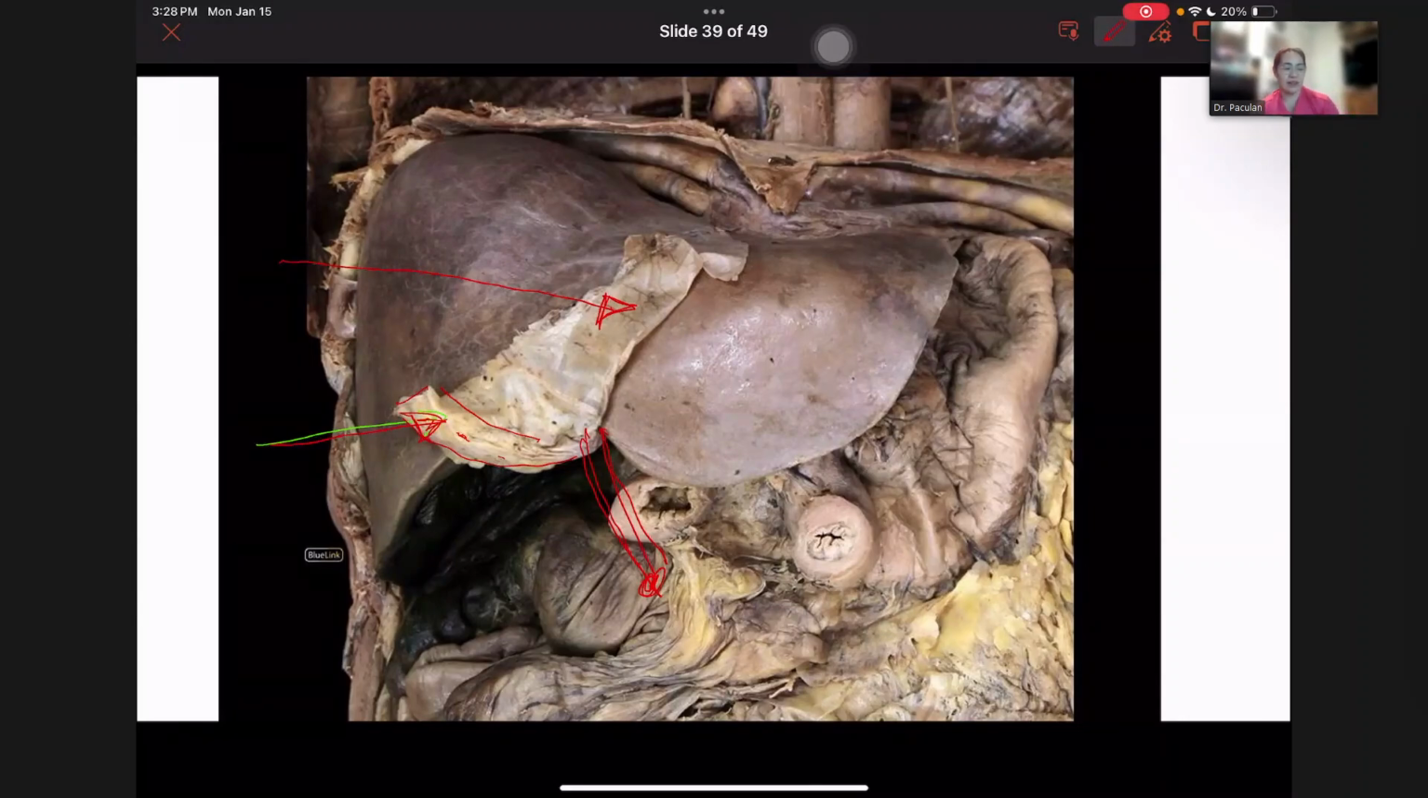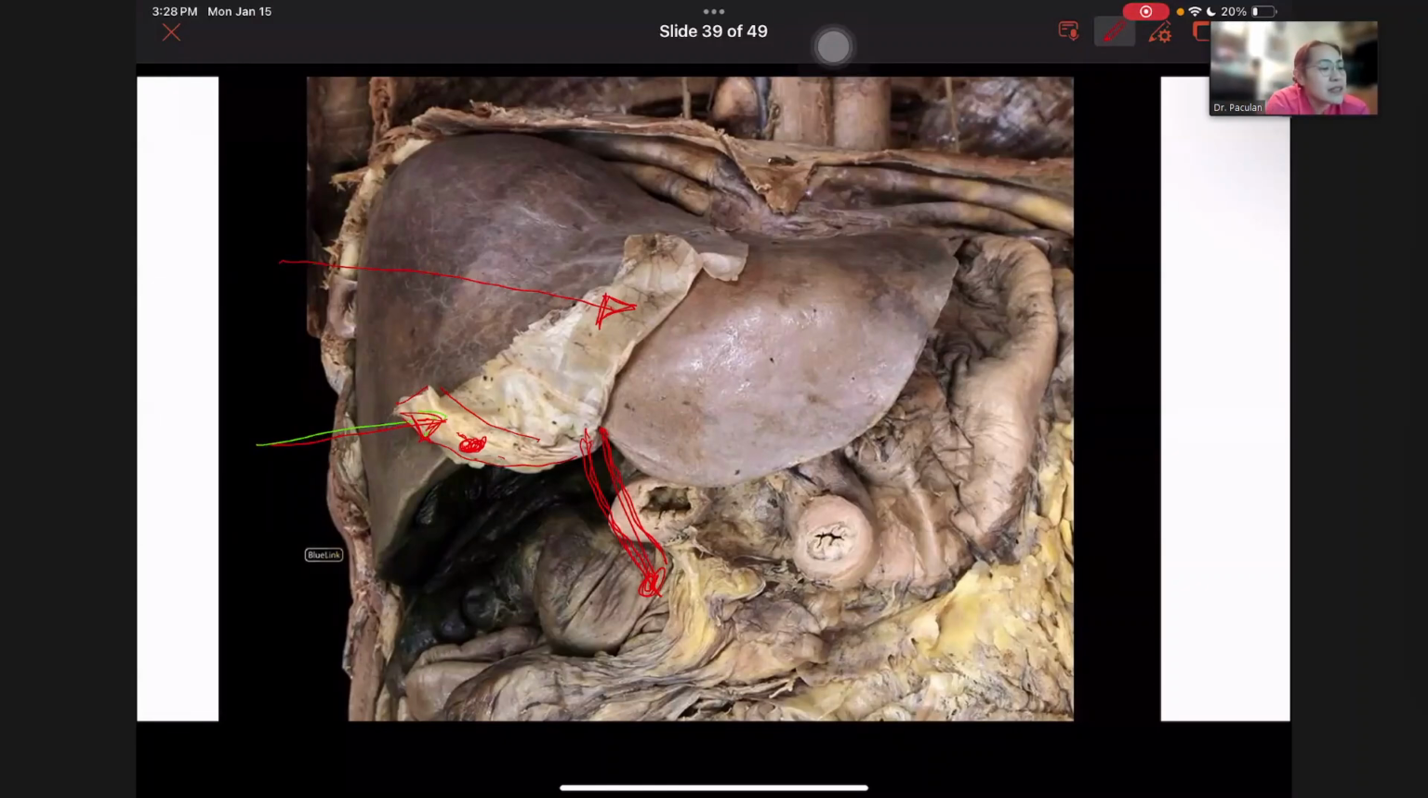But if I point here to this structure that's dense, this is the original location of this structure. This structure is actually going toward the umbilicus. So what do you call that? Round ligament. Okay, that's half correct because you have two round ligaments. So you say where it comes from. Round ligament of the liver. Correct, that's the round ligament of the liver.